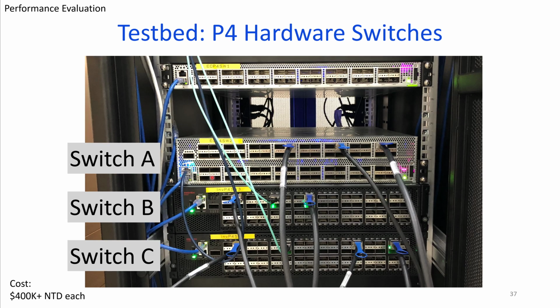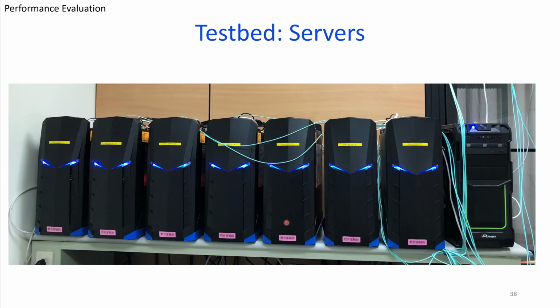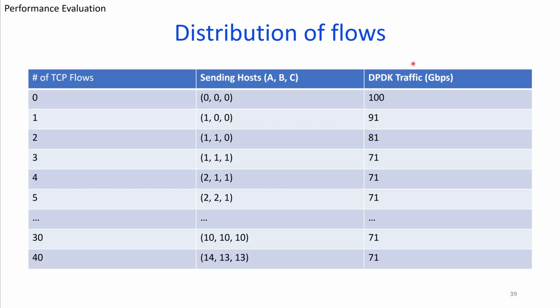This is our P4 hardware switch and this is our servers. Each server is connected with the switch by fiber cables. Due to the limitation of network resources, we can only generate limited flow in limited speed. To ensure that each switch is working under the same condition, we keep our overall aggregated traffic at 101 gigabit per second by varying the throughput on normal host and DPDK.